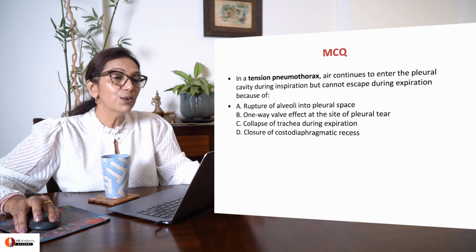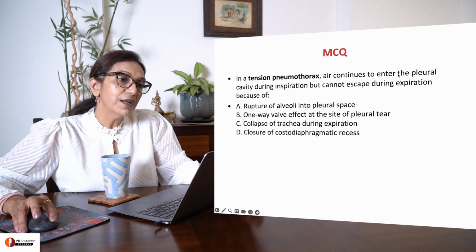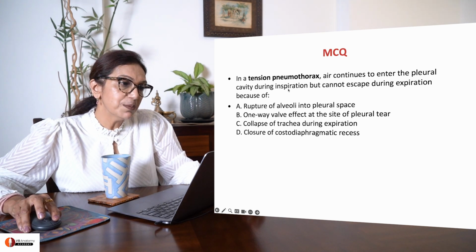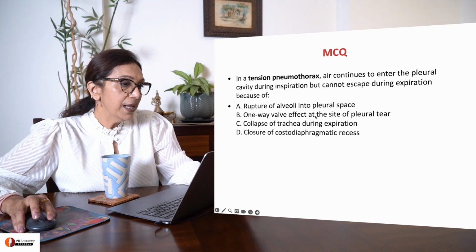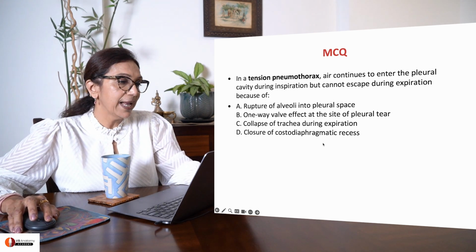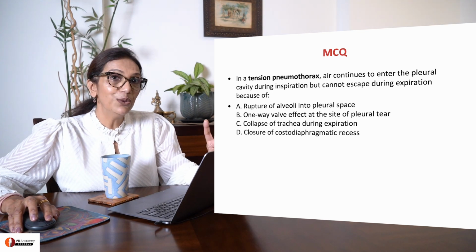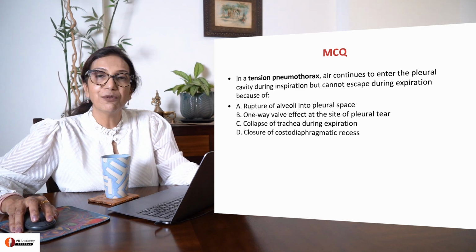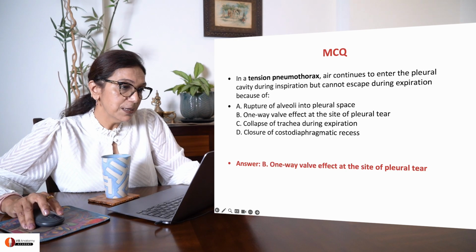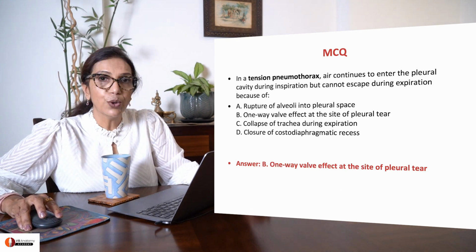Let's look at an MCQ to understand this. In tension pneumothorax, air continues to enter the pleural cavity through inspiration but cannot escape during expiration because: A. Rupture of alveoli in the pleural sac. B. One-way valve effect at the site of pleural tear. You know that's the answer, but let's read the rest. C. Collapse of trachea during expiration. D. Closure of costodiaphragmatic recess. No. So the answer is B, one-way valve effect at the site of pleural tear. I'm sure you got that.